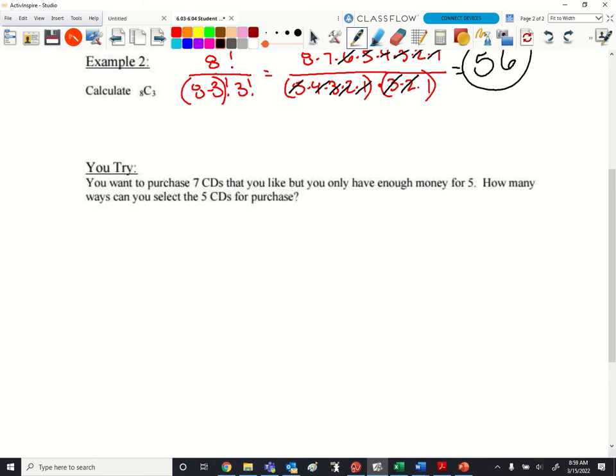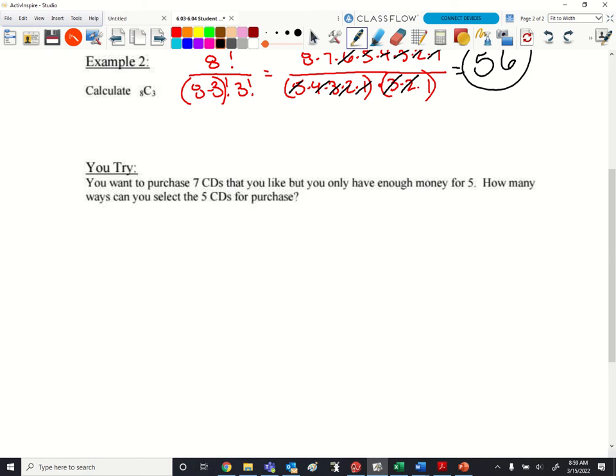Alright, so what's the formula say? Factorial, right? So, what does n stand for? How many to choose from. Okay, how many we choose from? So right there, 7 factorial over. Next is?